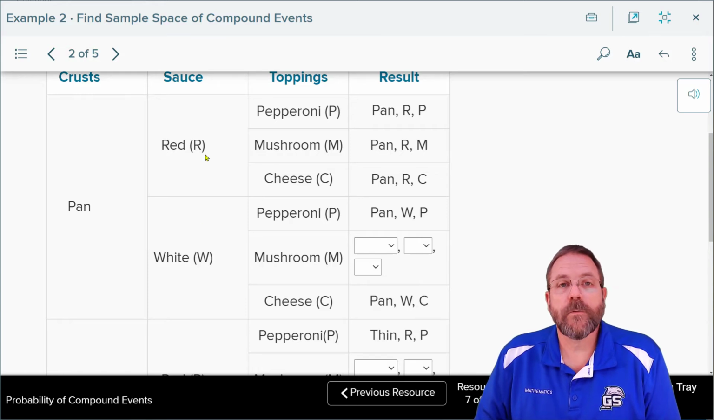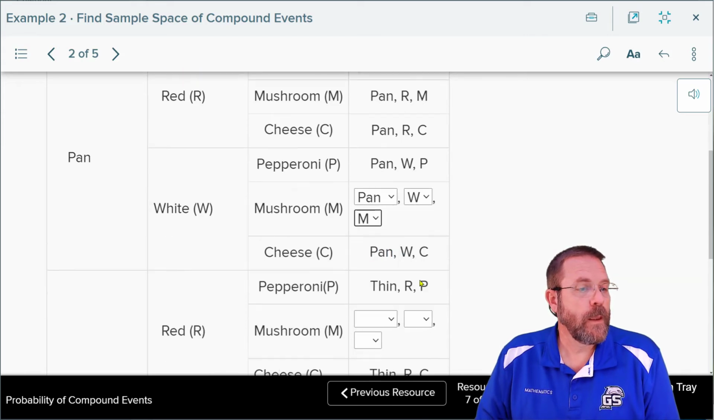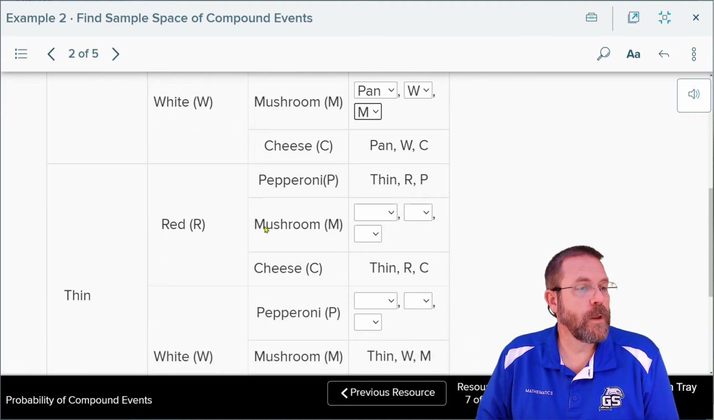And then if you selected the red sauce, you could have either pepperoni, mushroom, or cheese, which would give you a pan red pepperoni, a pan red mushroom, or a pan red cheese. And then if you did the white sauce, you would have a pan white pepperoni, a pan white mushroom. And then down here, keep filling it in, you would have a thin red mushroom.